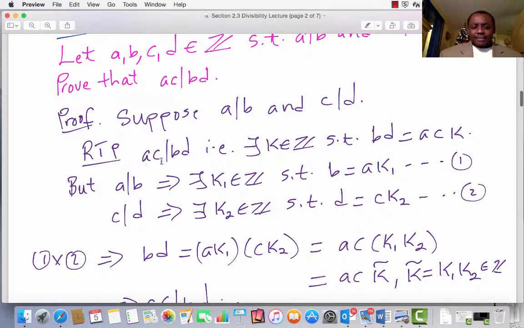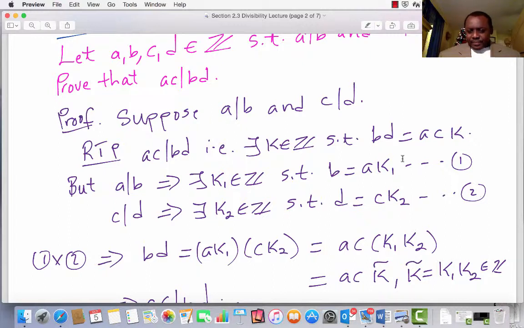Required to prove A times C divides B times D, i.e., I want to prove that there exists an integer k such that B times D equals AC k. But A divides B, what does that mean? There exists an integer k1 such that B equals A k1. Call that equation 1. C divides D. That means there exists an integer k2 such that D equals C k2, and call that equation 2.